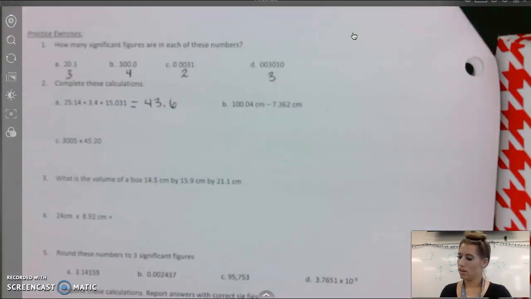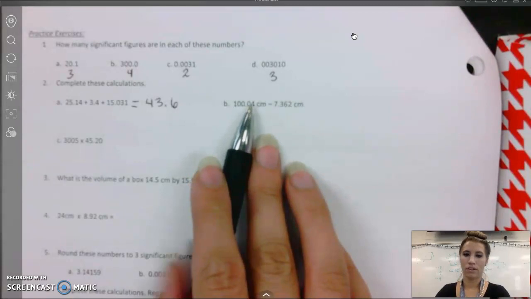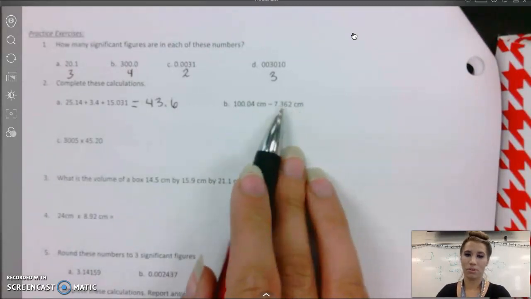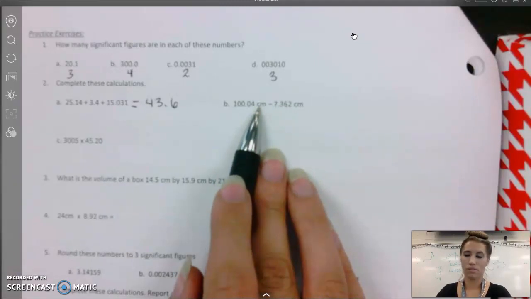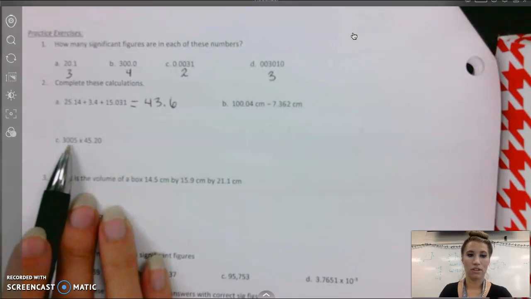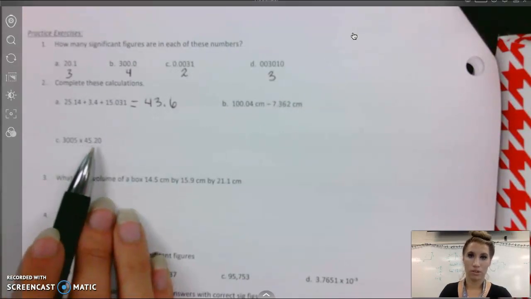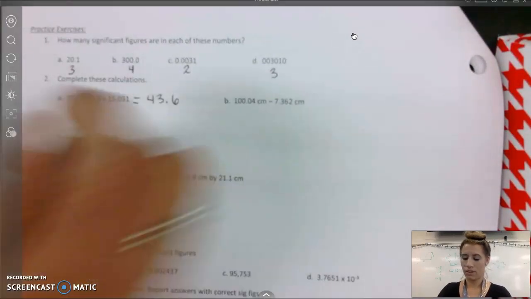Okay. Now, same with subtraction. We have 2 digits after the decimal and 3 digits after the decimal, so our final answer here should only have 2 digits after the decimal place. With multiplication and division, it's the least amount of sig figs. So I have 4 sig figs and 4 sig figs, so they're the same. So my final answer is going to have 4 sig figs.